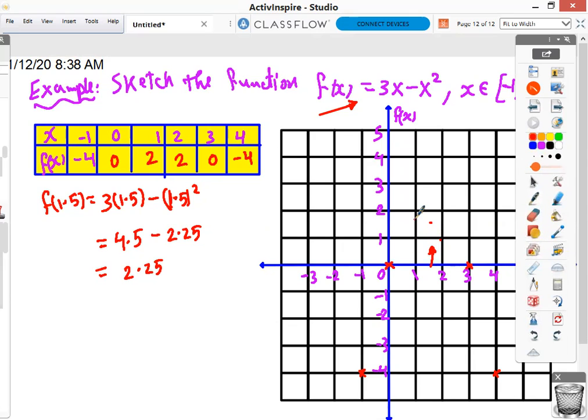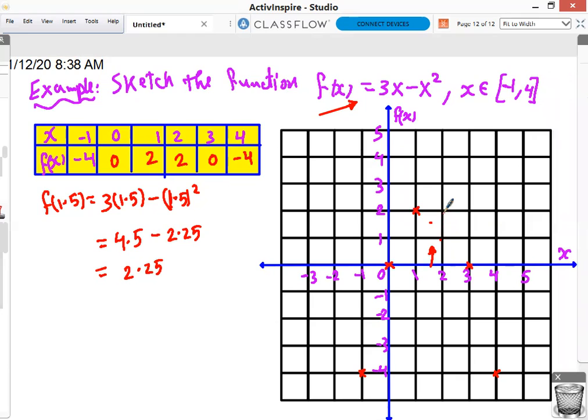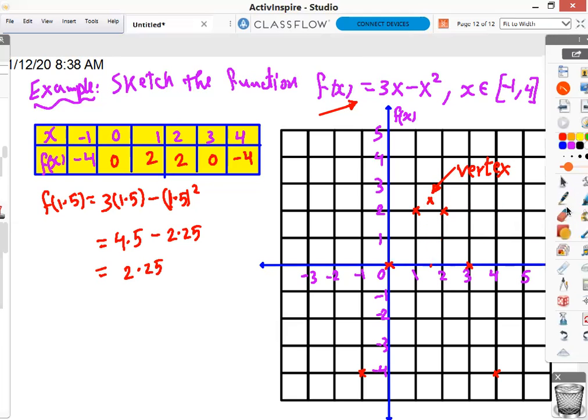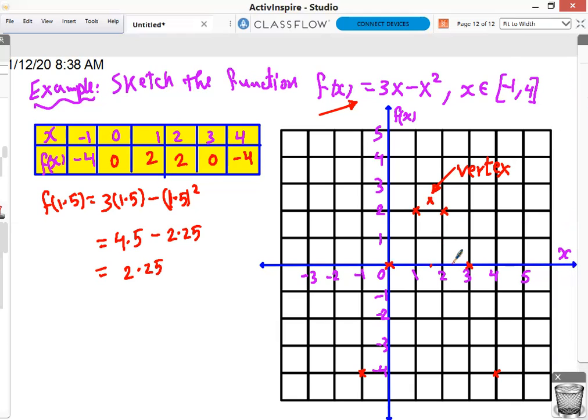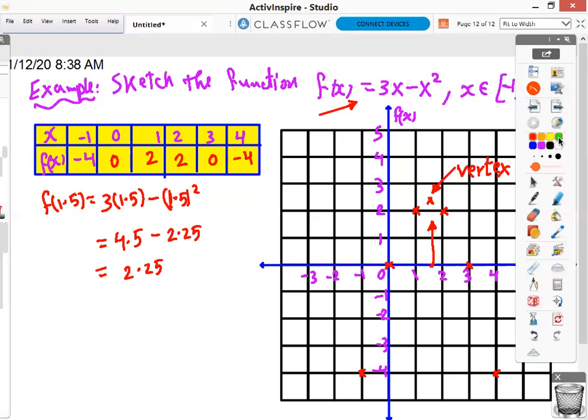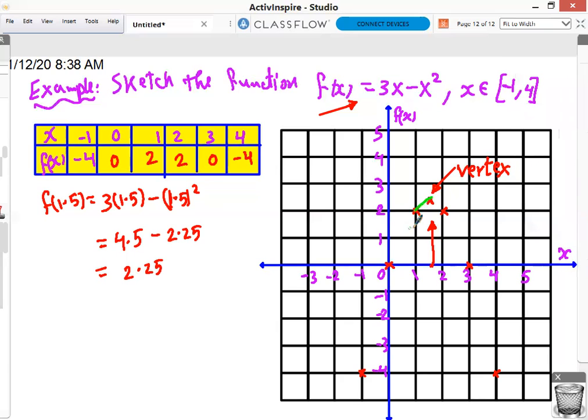Then here, it will be 1 with 2. Yes, very good. 2 with 2. Here is our point. Then we have another point. What we call this point, you must know. We call it what? Vertex. Now we can join. Then from this point, we draw the vertex. Now we can join to make our curve like this.